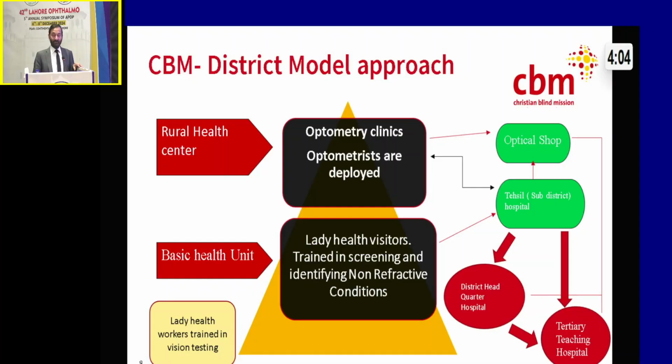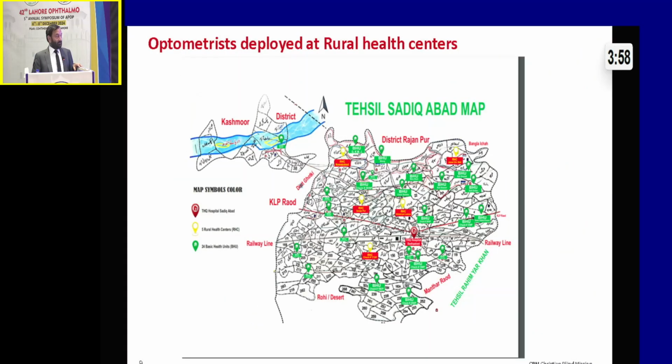That is with reference to the 2019 World Vision Report. This is just something I usually show to optometrists, how they are deployed in rough areas and jungles, and they are working for the poor people there on low salaries.